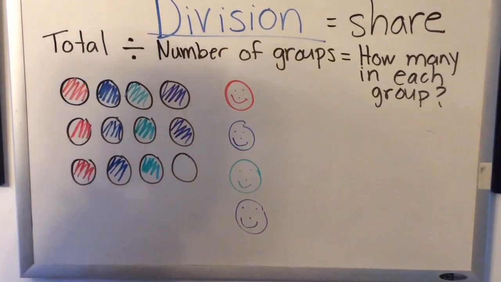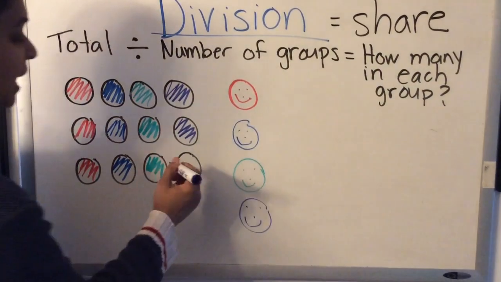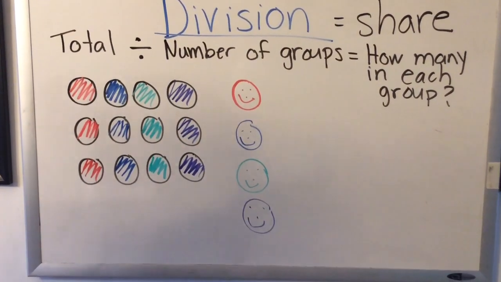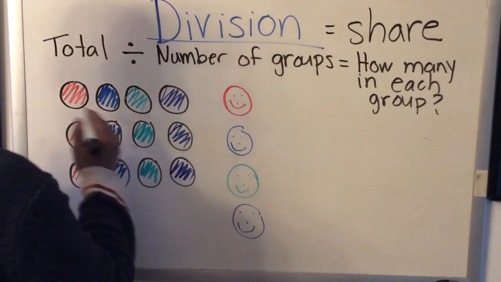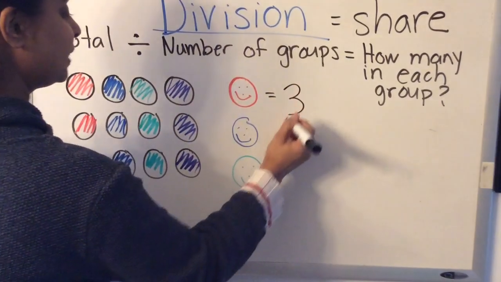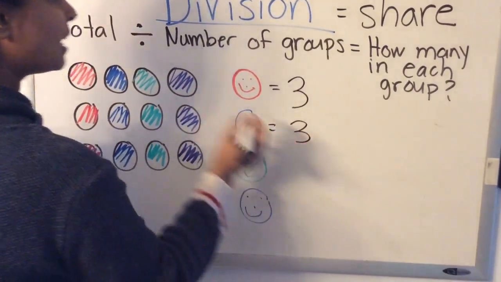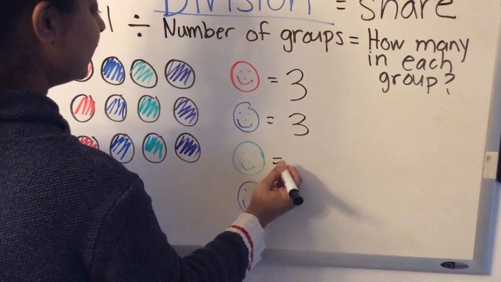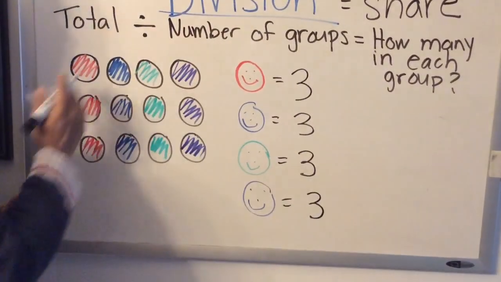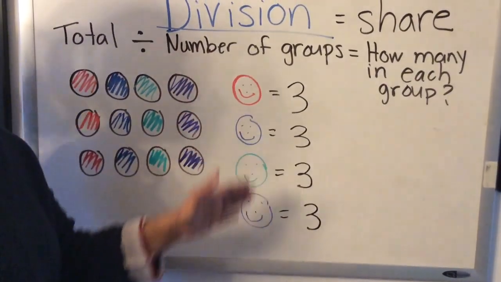You just switch colors one at a time, follow your pattern, and share them out. And then once you've done that, you should be able to see how many each person gets. So this person, there's 3 for them. And just as I told you before, when we divide, and of course when we share fairly, everyone should get the same number at the end.